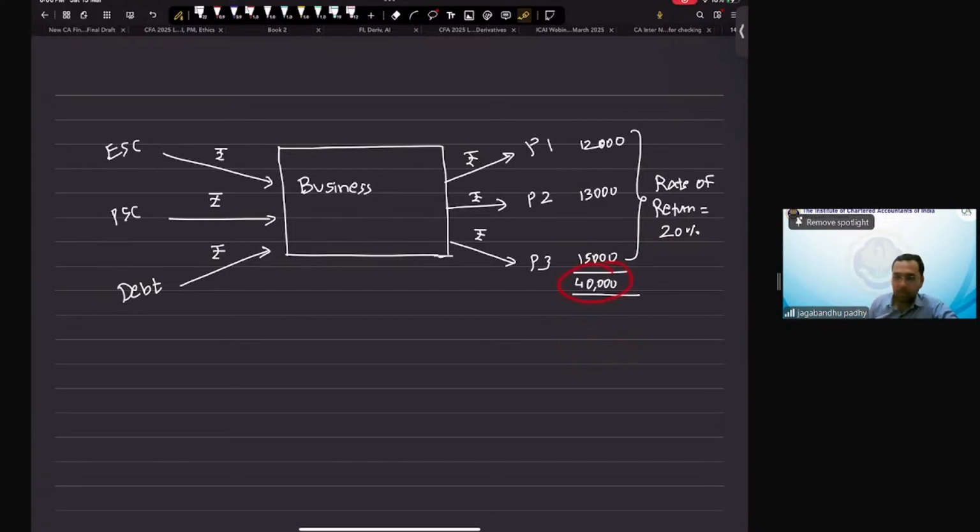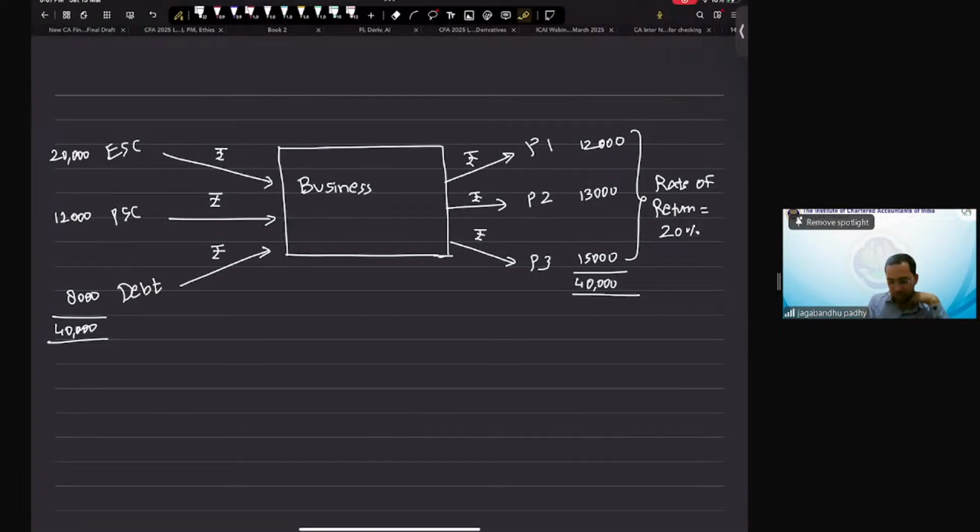The 40,000 which we have put up, we would have definitely raised by way of equity shares, preference shares, and debt. So let's say we have 40,000 invested: equity shares of 20,000, preference shares of 12,000, and debt of 8,000. That totals to 40,000.